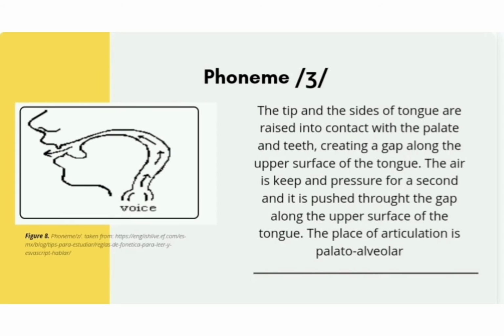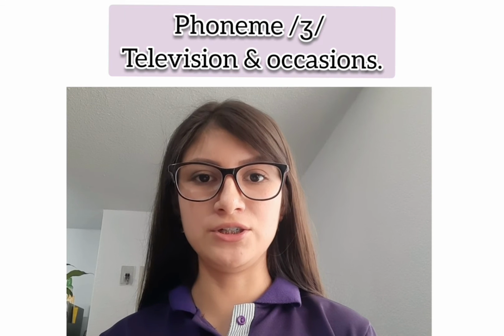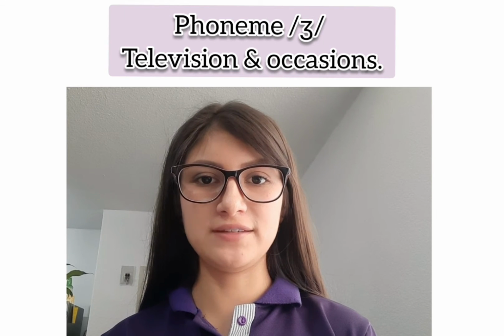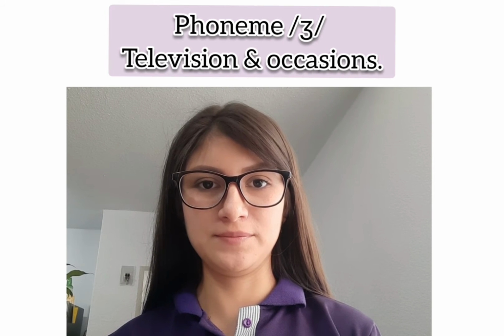The teeth and the sides of the tongue are raised into contact with the palate and teeth, creating a gap along the upper surface of the tongue. The air is kept and pressured for a second and it is pushed through the gap along the upper surface of the tongue. The place of articulation is palato-alveolar. This phoneme sounds like /ʒ/. For example: televisions and occasions.